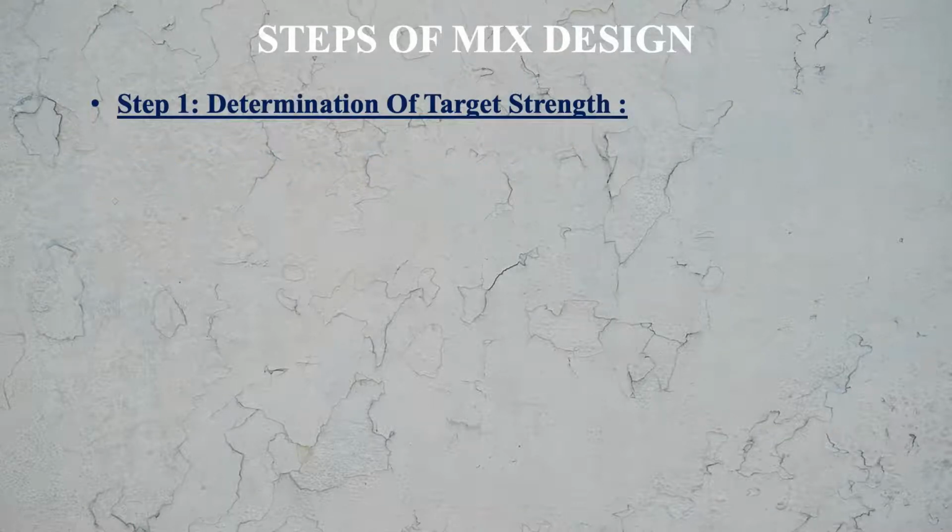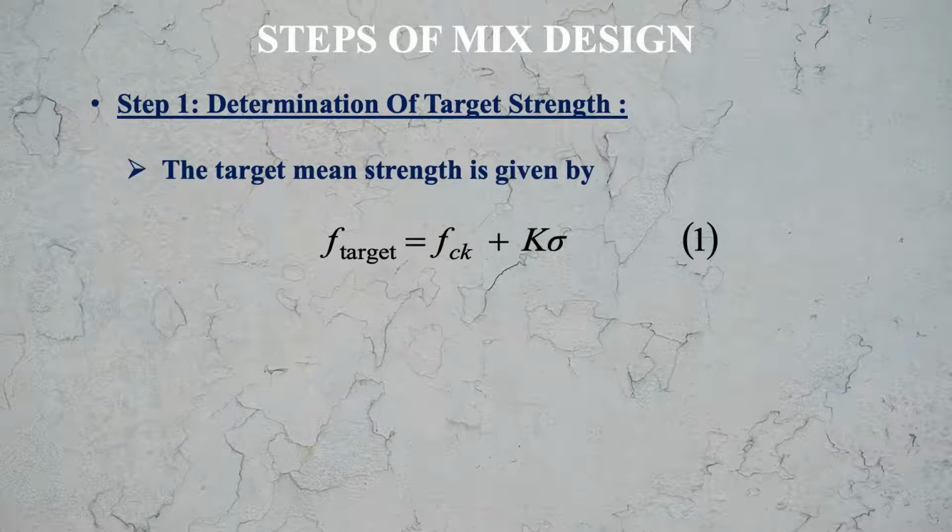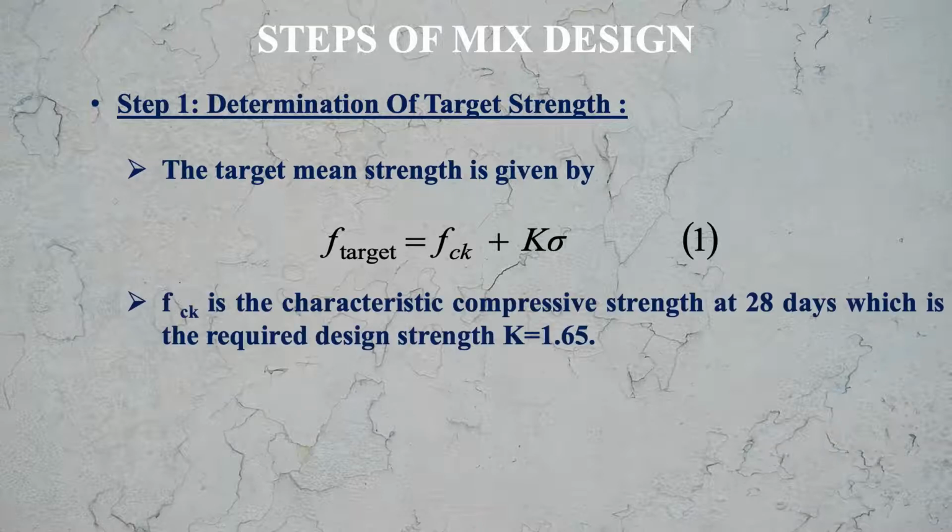First step is determination of target strength. The target mean strength is given by this formula, which is F target equal to FCK plus K into sigma. What are these different terms in this equation? Let us understand these. Here FCK is the characteristic compressive strength of concrete at 28 days, which is the required design strength.